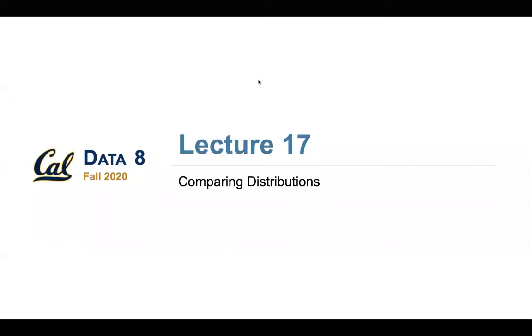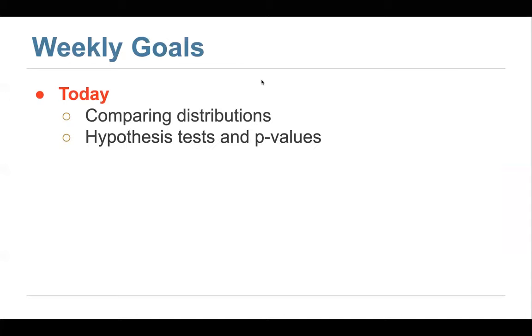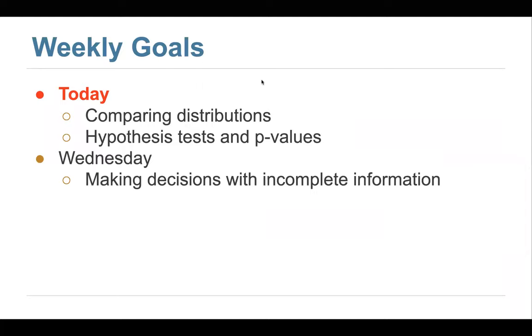So today we're talking about comparing distributions. We'll go into what that actually means and why we would do that. But that's kind of the main goal for today. And then we'll conclude with hypothesis testing, which is something we've basically already been doing. And then on Wednesday, we'll go into how do we actually make decisions with incomplete information.